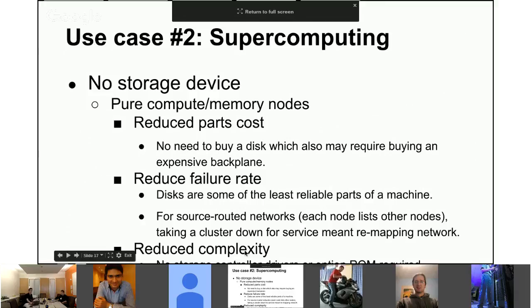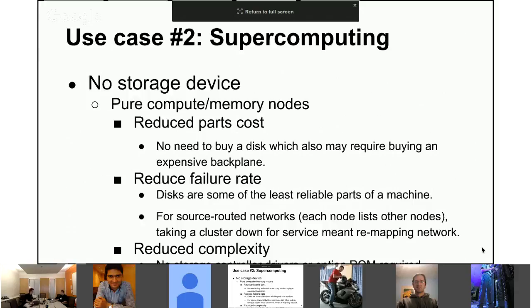And down here I have reduced complexity. This just refers to going along with SCSI or certain other storage media, we didn't need to worry about a SCSI BIOS or adding support to that in our kernel or anything like that, because we just didn't touch storage.